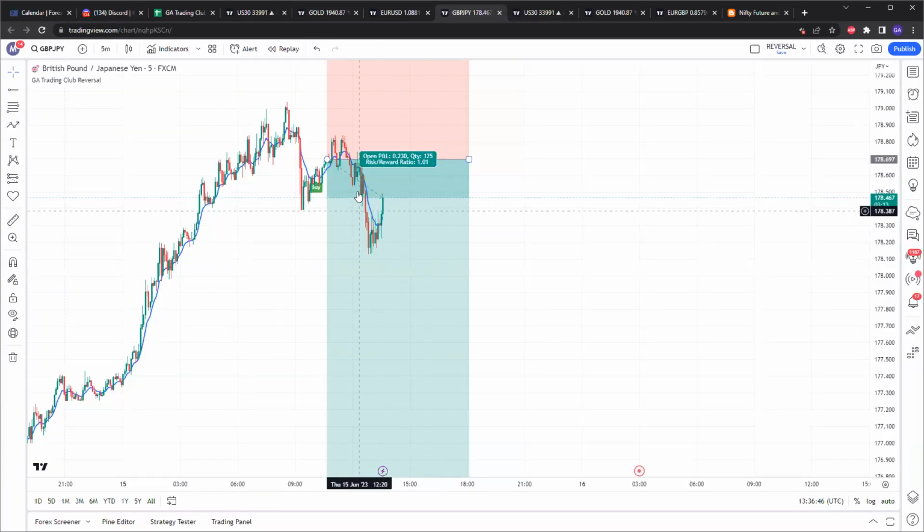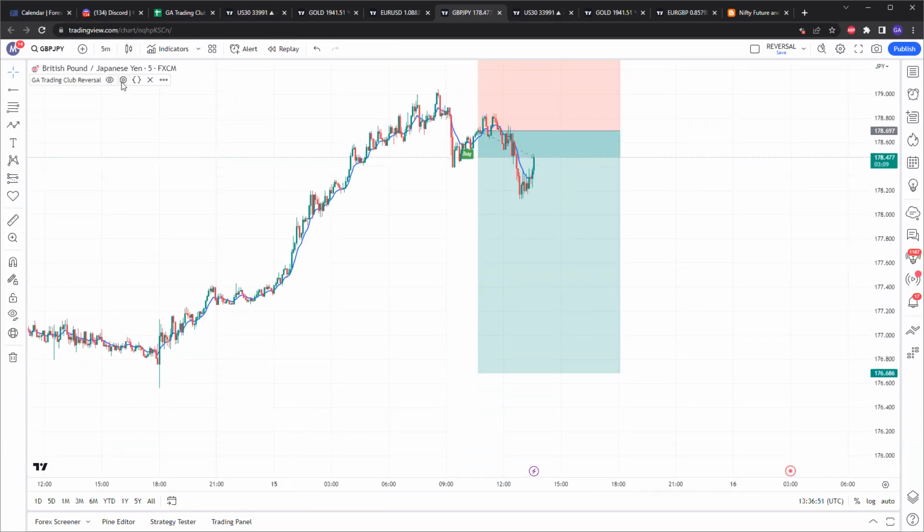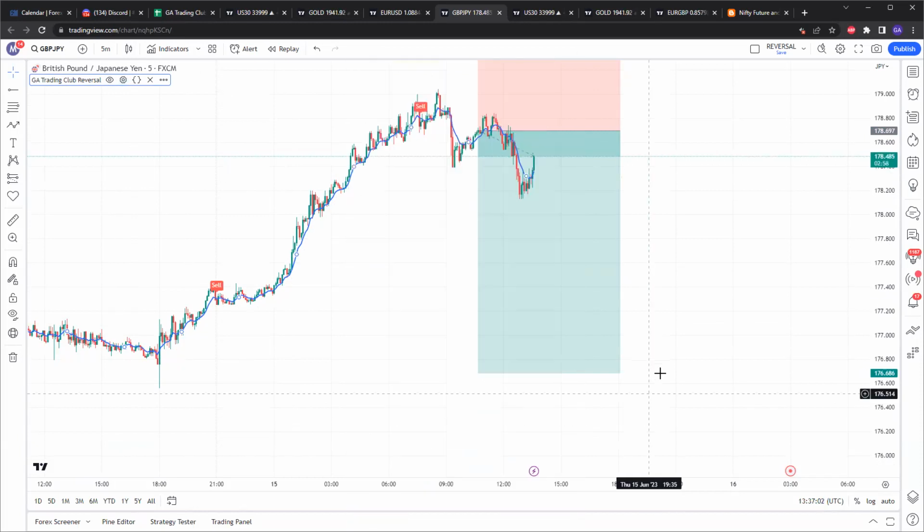GJ has just been pushing up and up this whole period. So for GJ, same thing with the reversal, I came in here and was only interested in the sells, so I turned off the buys. For FX pairs, this is 30, that's one on the 5-minute time frame.